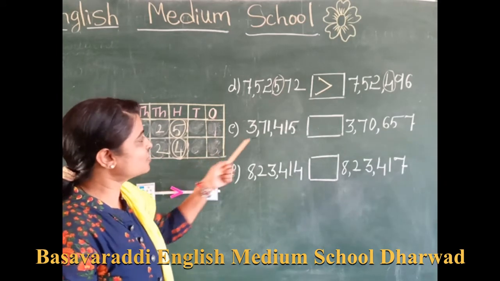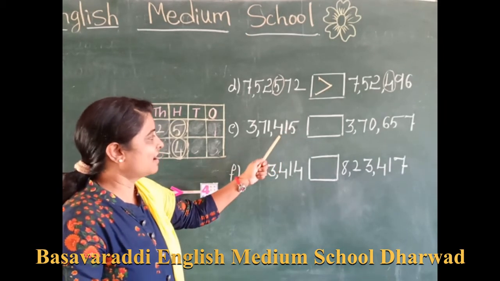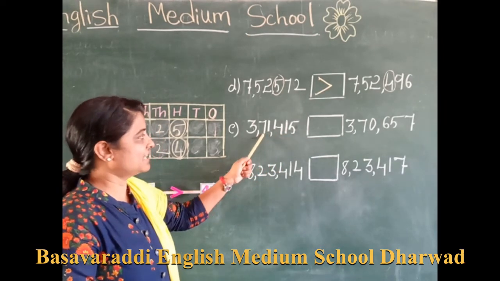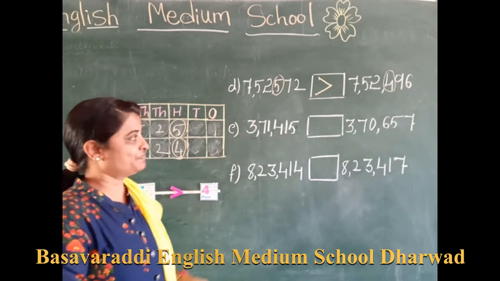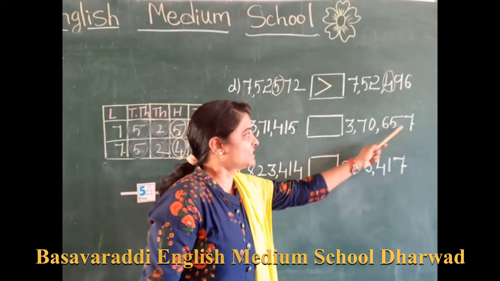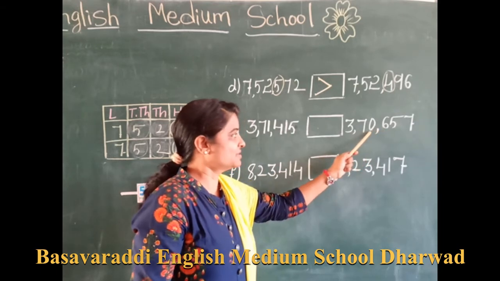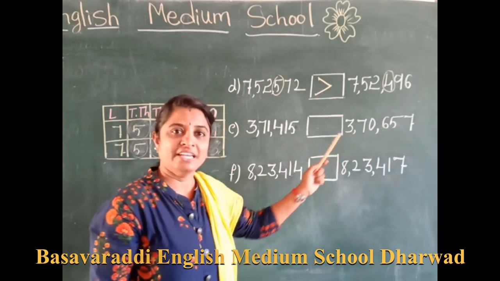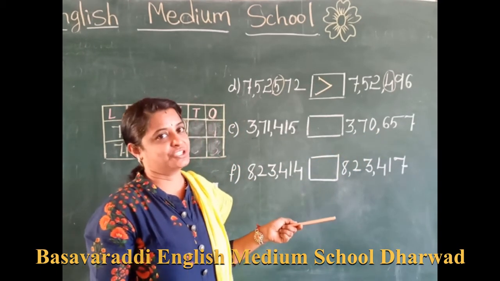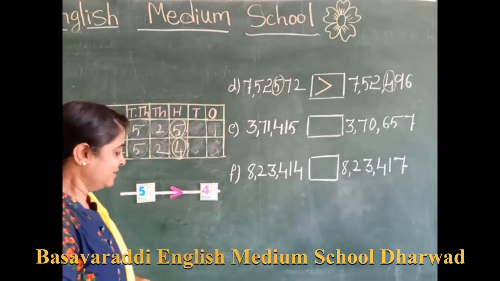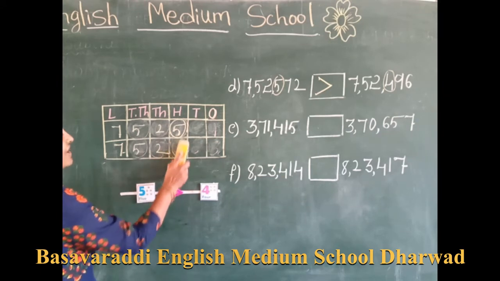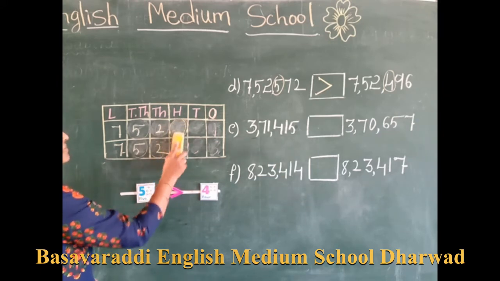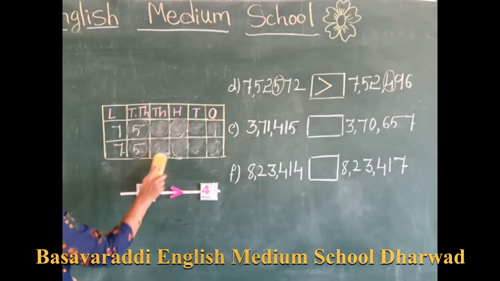See here also: ones, tens, 100, 1000, 10,000, then lakh. Here also it is up to the lakh position. Then start comparing. Don't think that this is a very big number just because it is up to lakh. How to compare this number? Which one is big, which one is small? How to find out?